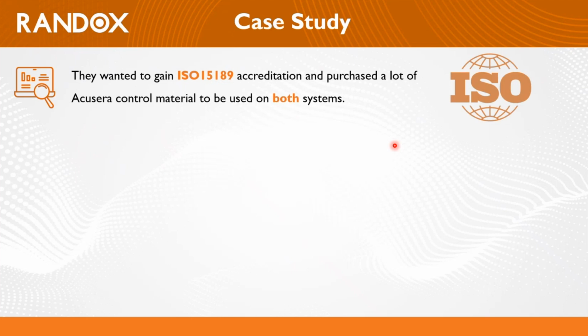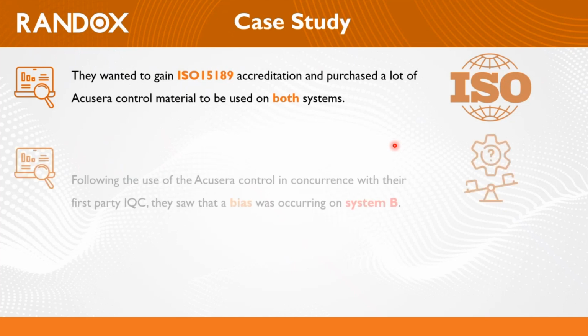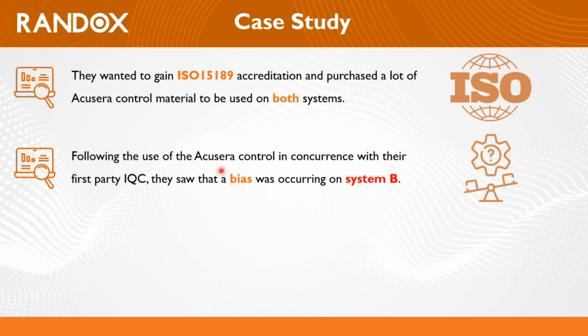Because of the new ISO guidelines, they wanted to gain ISO 15189 accreditation. So they purchased a lot of Acusera controls to be tested on both systems. Following the use of our lipid controls, they saw a negative bias occurring on system B. They then contacted the instrument manufacturer and said that this bias appears whenever we use a third-party control. The instrument manufacturer asked, when you were using our first-party control, did this bias come up? And the customer said no.